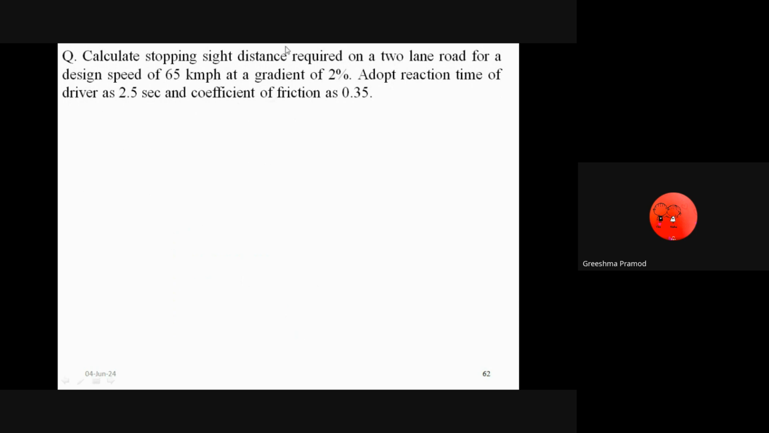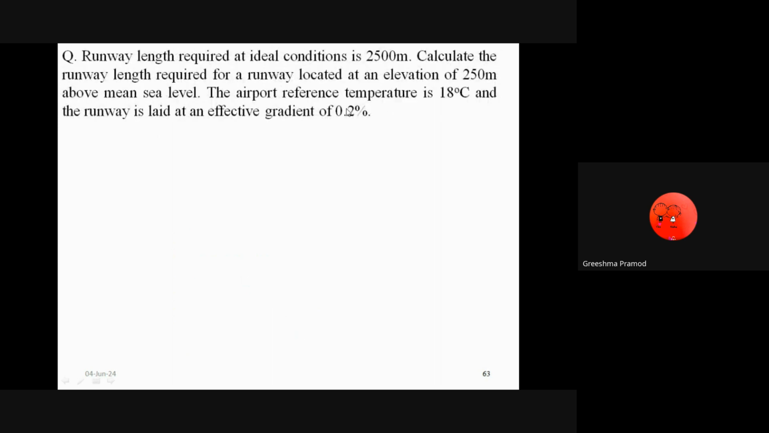കാൽക്കുലേറ്റ് സ്റ്റോപ്പിംഗ് സൈറ്റ് ഡിസ്റ്റൻസ് ഫോർ ടു ലെയിൻ റോഡ് ഫോർ ഡിസൈൻ സ്പീഡ് 65 km/h at a gradient of 2%. എന്ത് ഗ്രേഡിയന്റ് എന്ന് മെൻഷൻ ചെയ്തിട്ടുണ്ട്, സോ യു ക്യാൻ ടേക്ക് ഇറ്റ് ആസ് ആൻ അസെൻഡിംഗ് ഗ്രേഡിയന്റ്. അതായത് റിയാക്ഷൻ ടൈം as 2.5 seconds and coefficient of friction as 0.35. Then റൺവേ ലെങ്ത്തിന്റെ ആയാലും നമ്മൾ പ്രോബ്ലം ചെയ്യുന്നത് ഇതേ സെയിം പാറ്റേൺ തന്നെയാണ്, നമ്മൾ ഡിസ്കസ് ചെയ്തതാണ്.